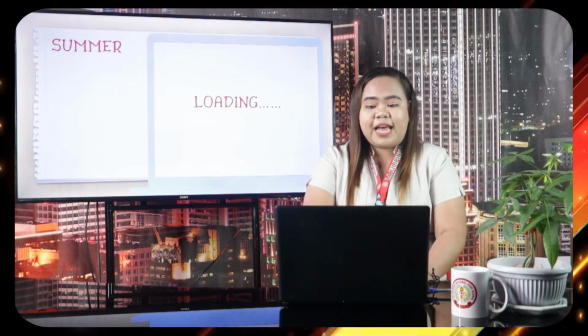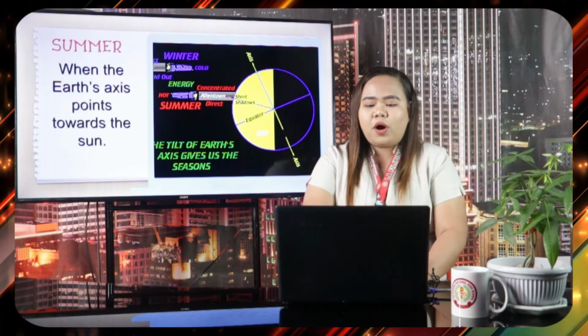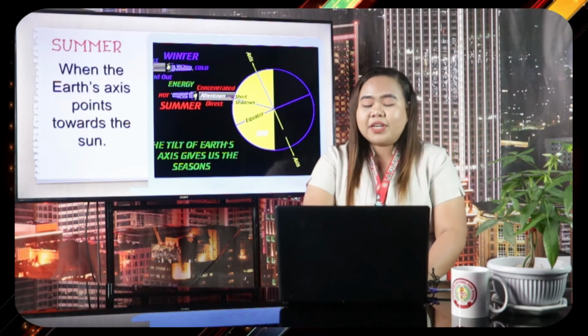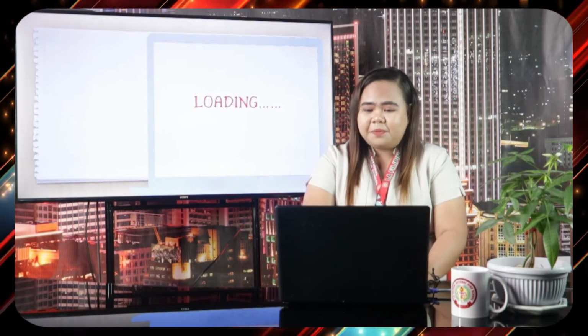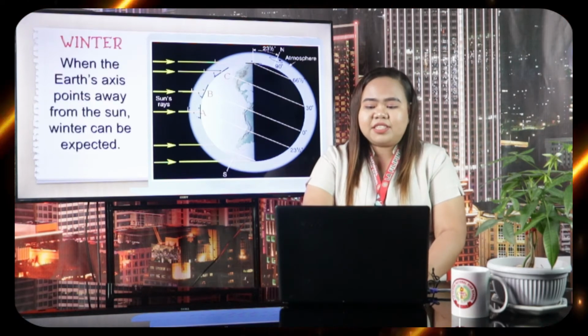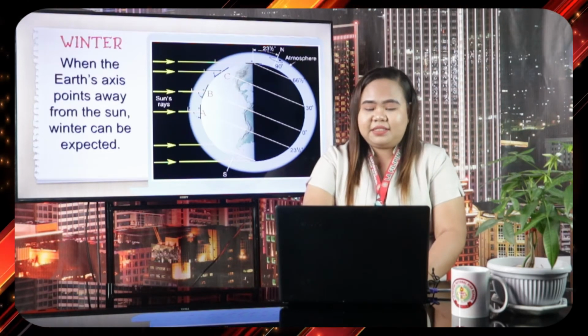When does summer happen? It is when the Earth's axis points towards the sun. Summer is warmer than winter because the sun's rays hit the Earth at a more direct angle. What about winter? When the Earth's axis points away from the sun, winter can be expected. During the winter, the sun's rays hit the Earth at an extreme angle and the days are very short. These effects are due to the tilt of the Earth's axis.